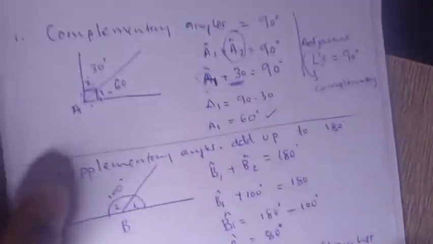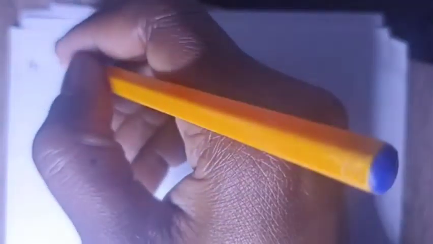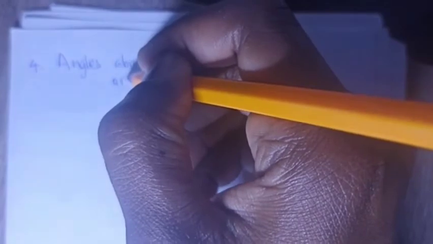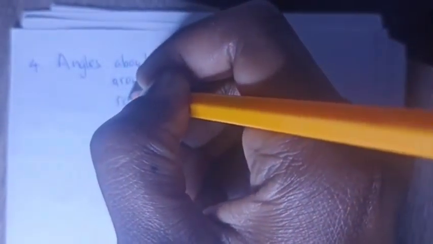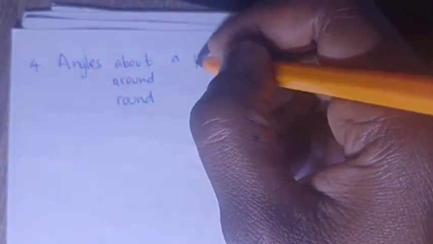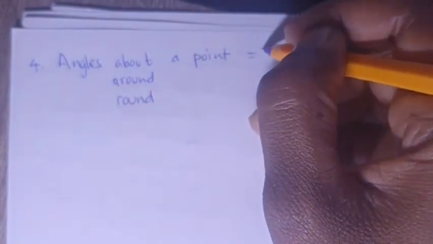Then let's do the last one. I'm going to do it right here, to save paper. We need to save paper. Okay, so about that, I hope you can see. So number 4, the last one we do, angles about, is it about or around? Or around, doesn't matter. Angles around a point equals how much? 360.